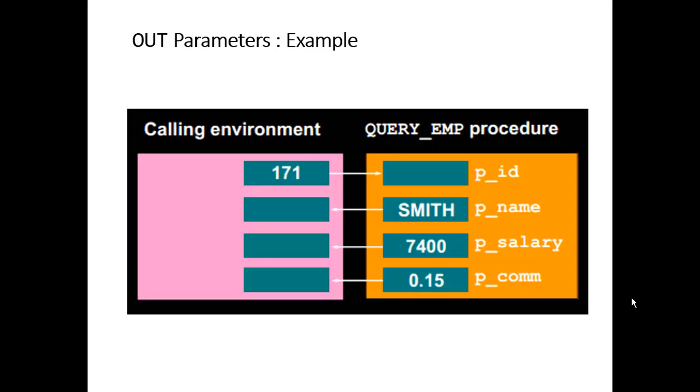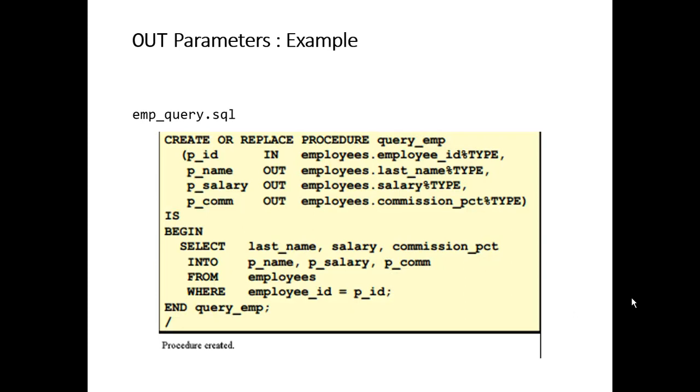The out parameter example is, yes, collect environment, and the query like p_id has a value of 171, p_name the value is net, p_salary 7,400, and p_comm is 0.50. This is the source code. The source code of the query is emp_query.scl.